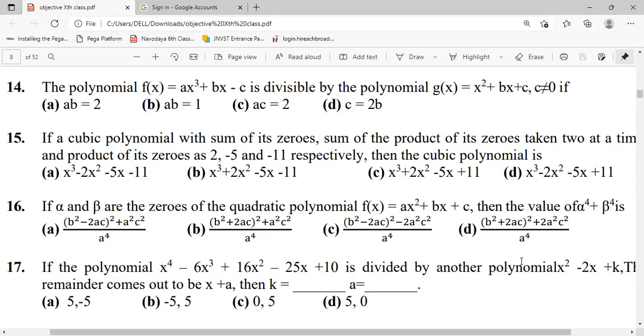Okay, next question we will do here. If alpha and beta are the zeros of the quadratic polynomial ax square plus bx plus c, then find the value of alpha power 4 plus beta power 4.